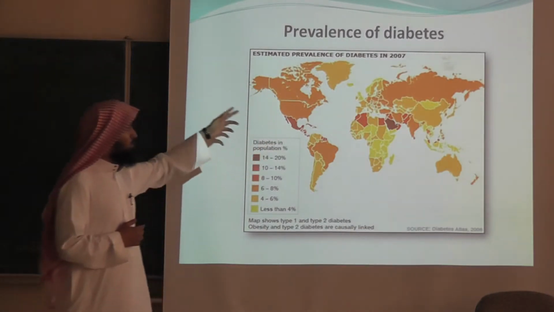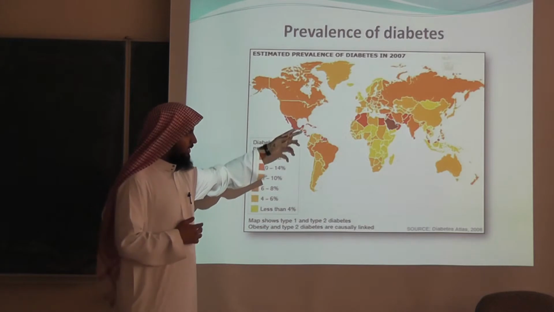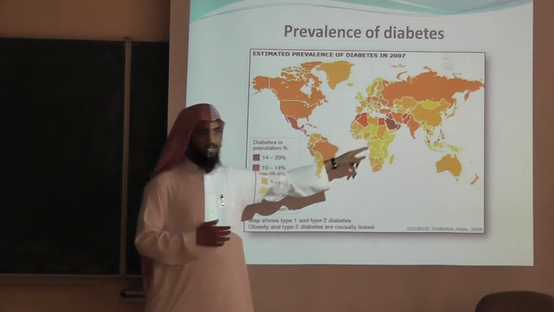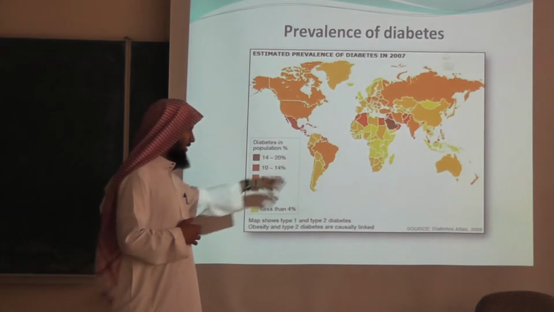This figure shown here shows the prevalence of diabetes. And unfortunately, Saudi Arabia has the highest percentage of diabetes among the countries in the world.